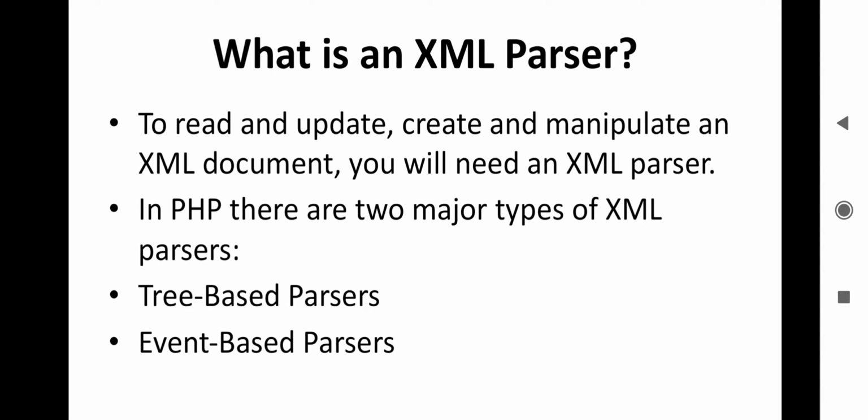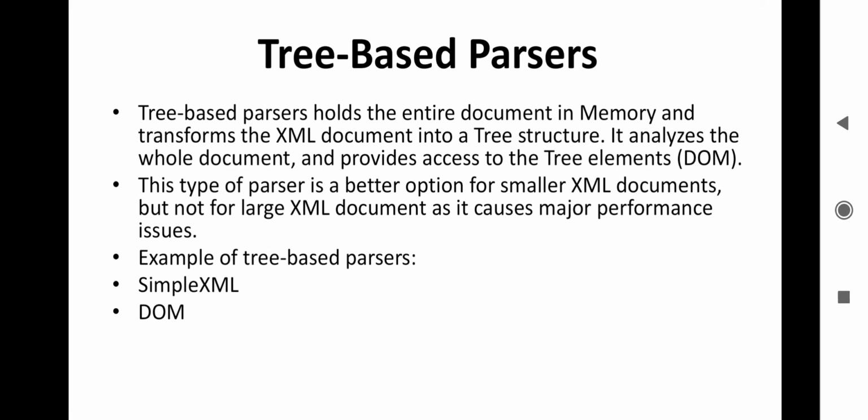In this chapter we will learn two parsers, because in PHP there are two major types of parser: tree based parser and event based parser. What is meant by a tree based parser? A tree based parser transforms the XML document into a tree structure, and then you can access the tree elements individually. Examples of tree based parsers are SimpleXML and DOM. These are the two tree based parsers.